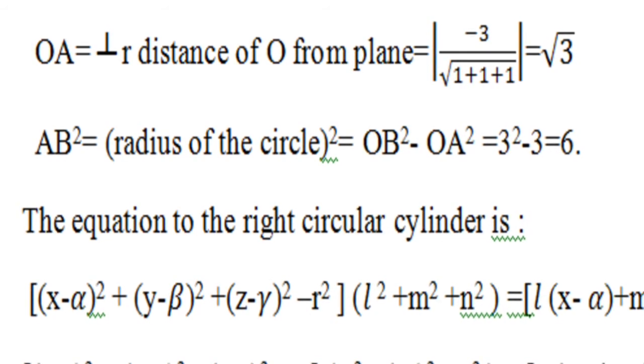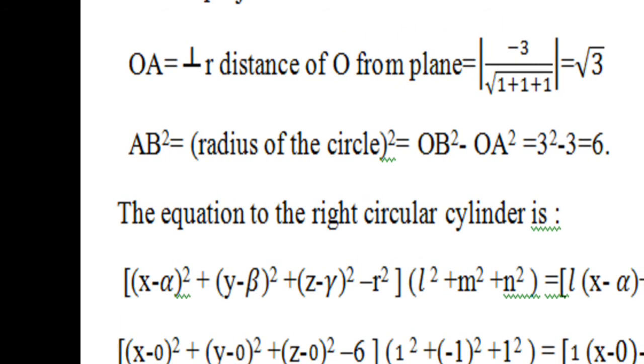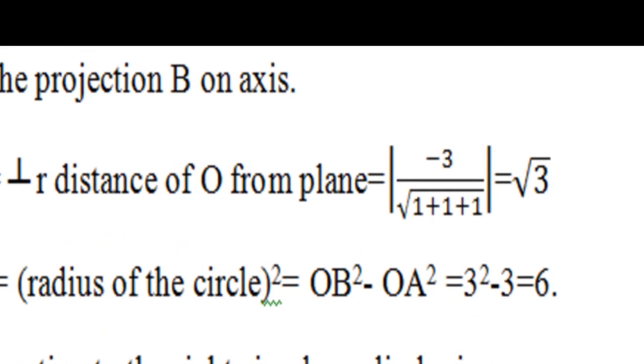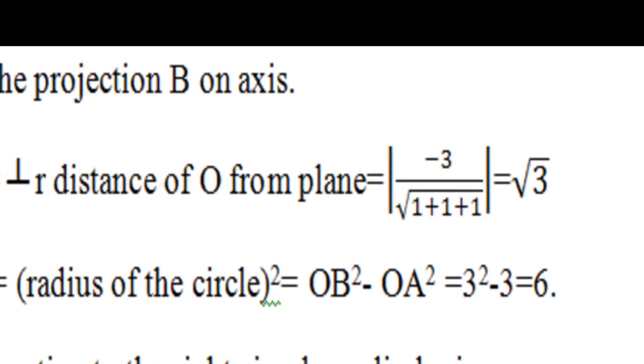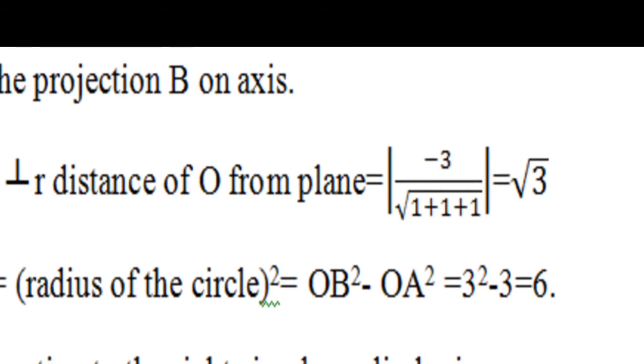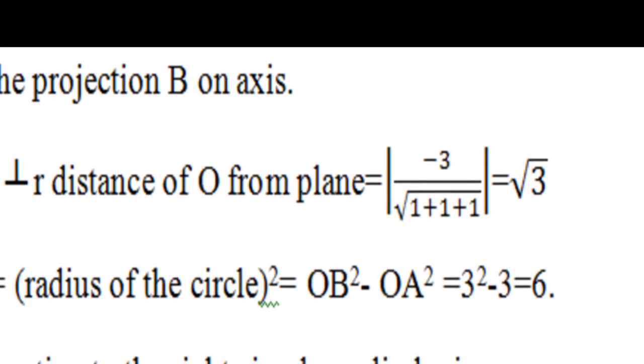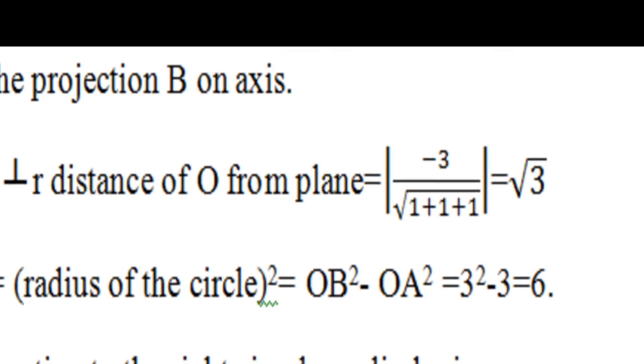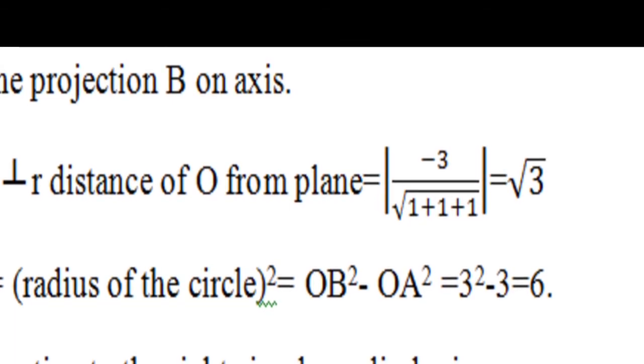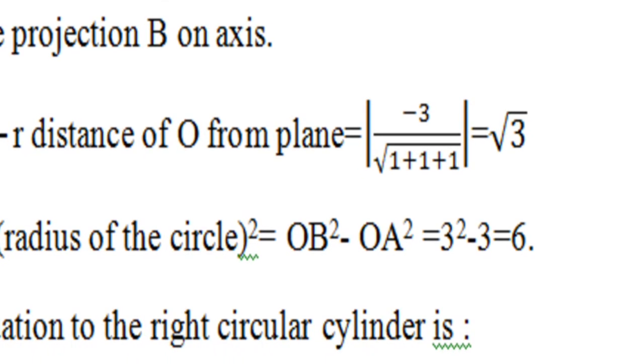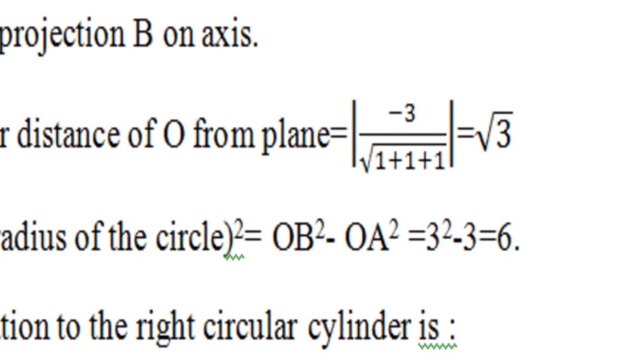The plane equation is x minus y plus z equals 3, as we have just seen, and you know very well how to find the perpendicular distance: a x1 plus b y1 plus c z1 plus d, we have to take in the modulus, divided by root of a square plus b square plus c square. If you substitute the point 0, 0, 0 in the plane, we will get minus 3 by root of a square plus b square plus c square. That is, a is equal to 1, b is equal to minus 1, c is equal to 1. We will get the perpendicular distance equal to root 3.